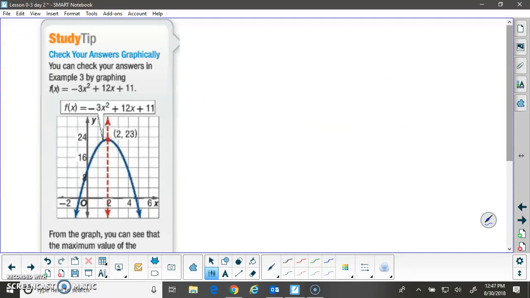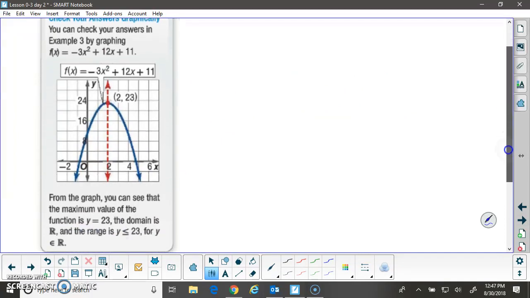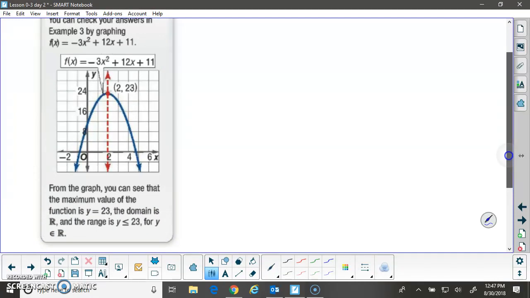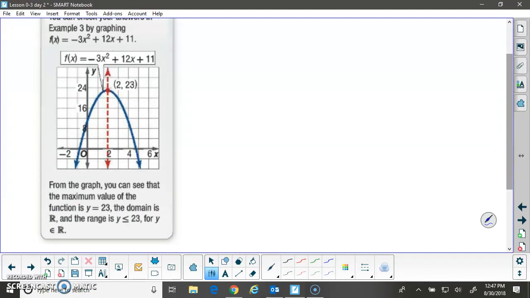Here's a better diagram of that particular function. You can see it's a U-shaped parabola curve that opens down. You can see that the vertex point is in fact at (2, 23), and that it has a maximum point. And you can see the domain and range is described down below.